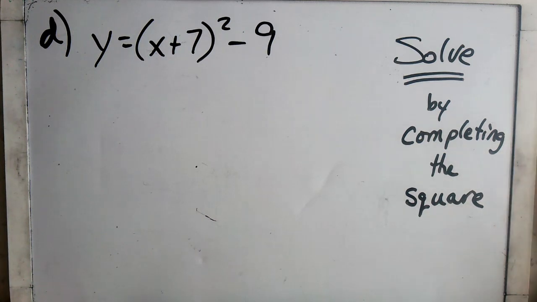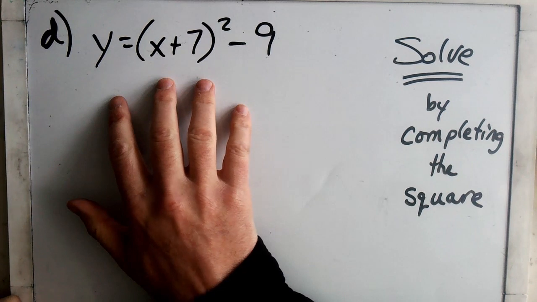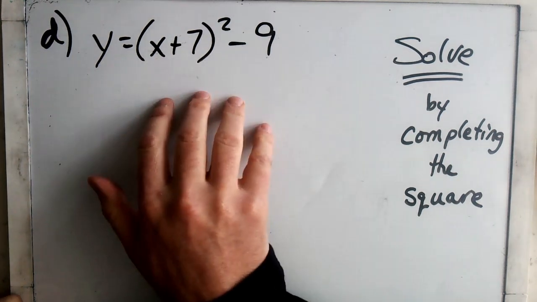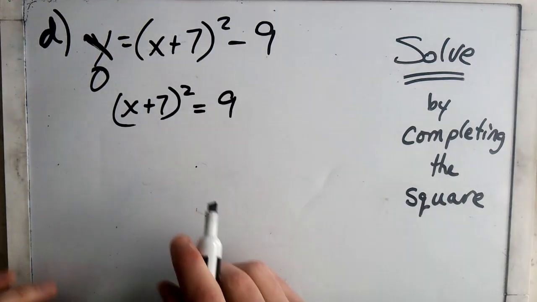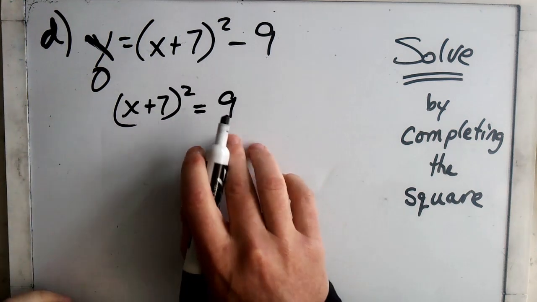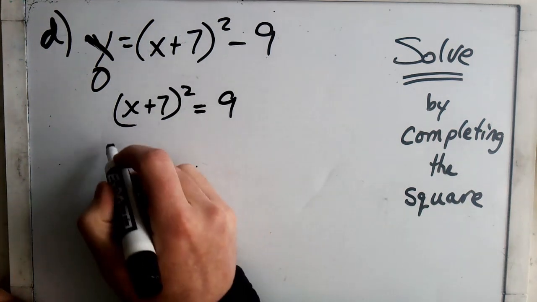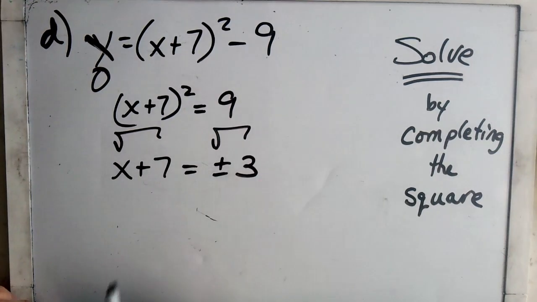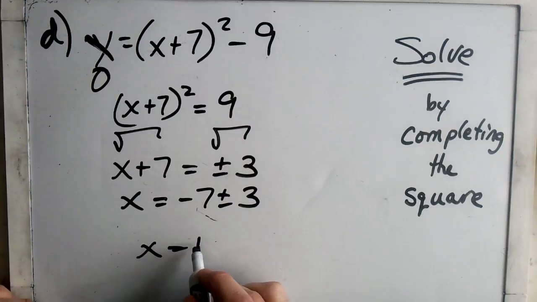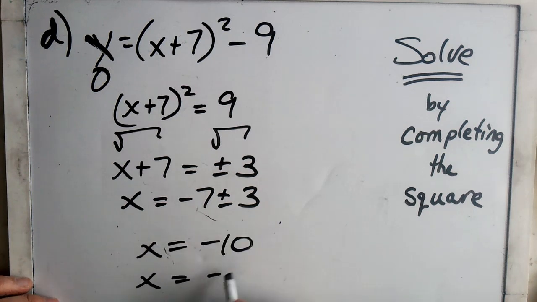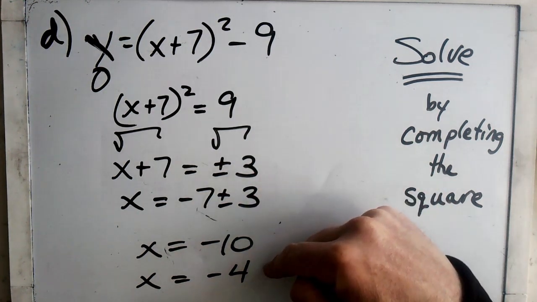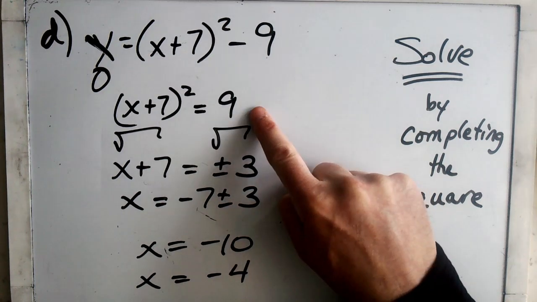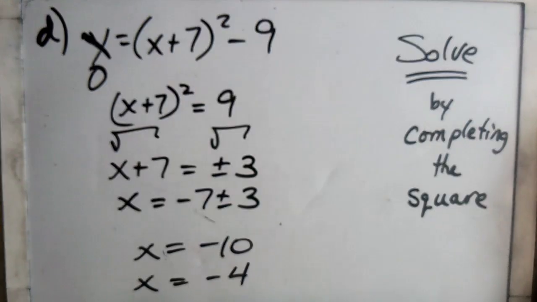Now this one's actually much easier. If it's given in vertex form, it's already partway done. We make y 0 and move the 9 over. And I always like my perfect square on this side, the number on this side. Square root, move the 7 over. And I get my 2 answers. Now, if it's a whole number when we take the radical, then we actually get the 2 answers. If it's not a perfect square, then we have the radical in the answer.